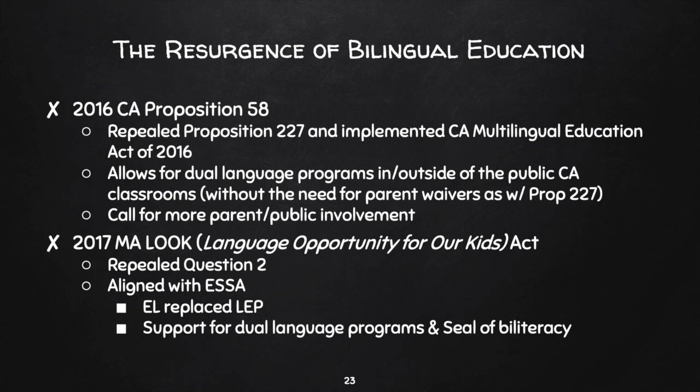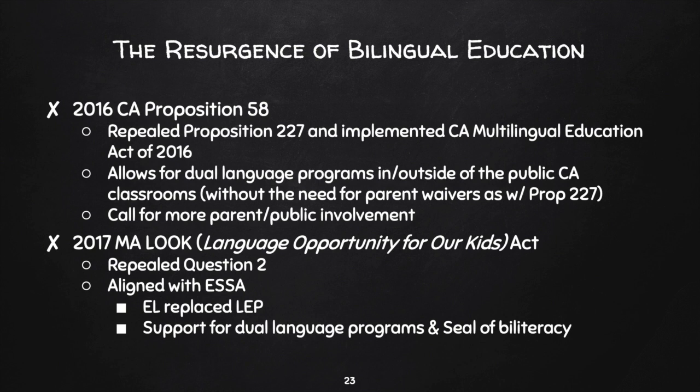And so with the repeal of Proposition 227, California's Proposition 58 started to allow for dual language programs and provisions in and outside of California public schools without this need for parental waivers, without this negative lighting painted on them. And also Proposition 58 called for more parent and public involvement in the enactment of these dual language programs. So they really wanted to start to target the bicultural needs of students as well.